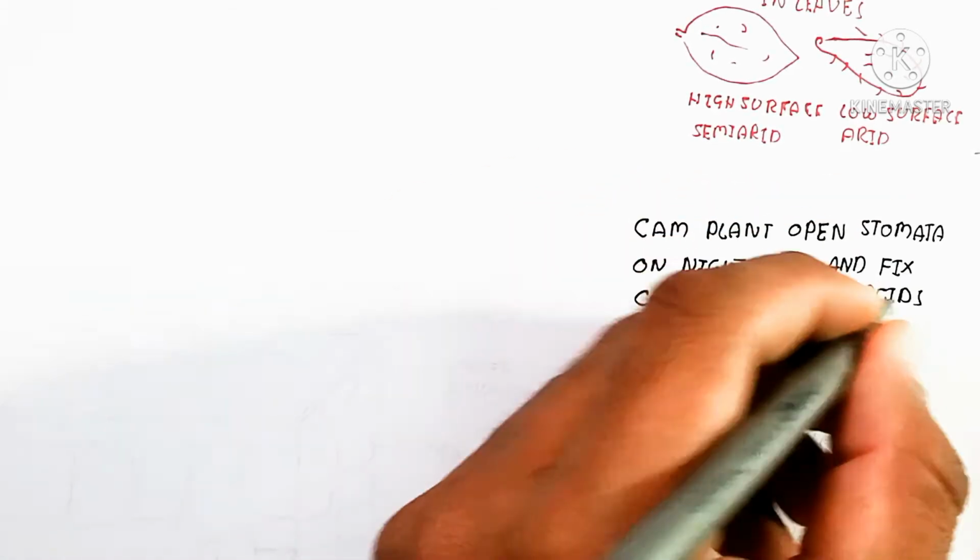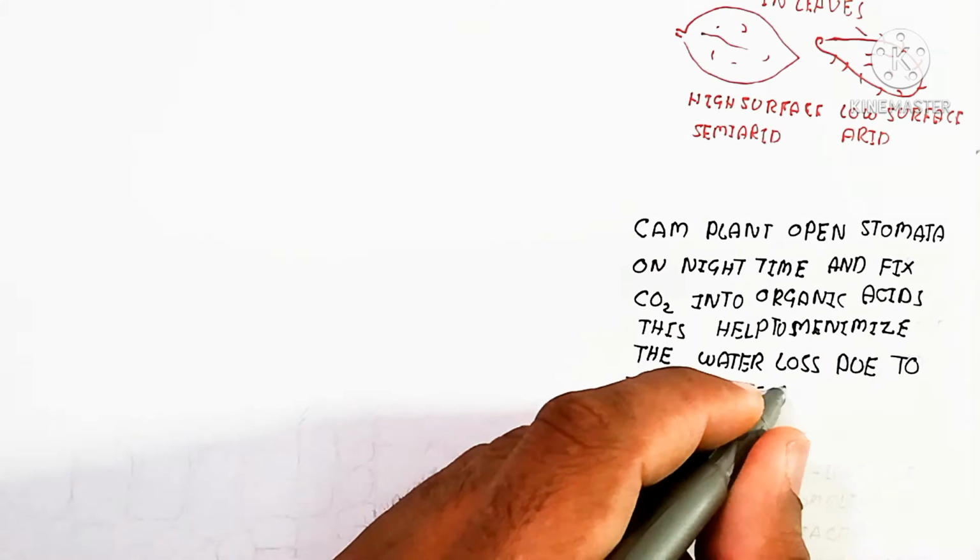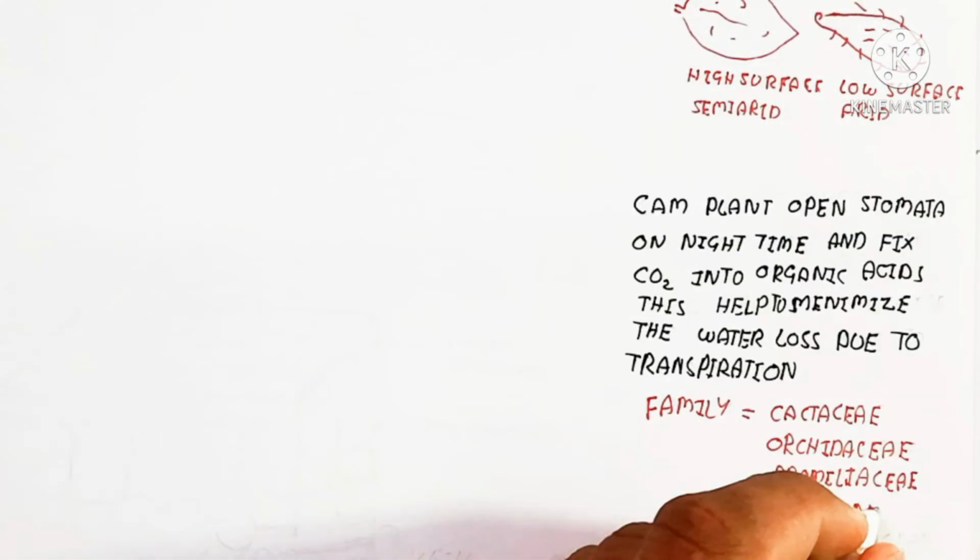Important to know: the CAM plant opens its stomata at night time and fixes carbon dioxide into organic acid during night time. So remember it. This helps to minimize water loss due to transpiration, so transpiration is harmful for this plant. Their leaf structure is different compared to C3 plants. This is also known as the C4 pathway because malic acid contains 4 carbons, so a 4-carbon acid will be formed.